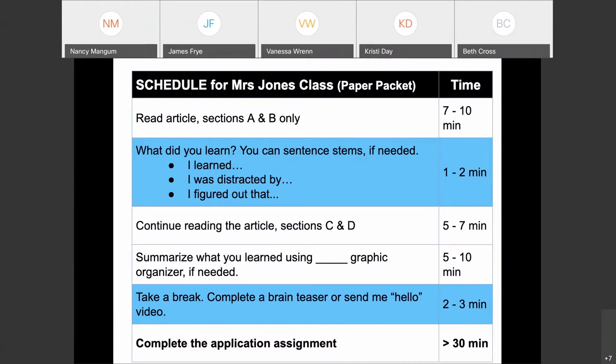On the next slide, we'll see an opportunity. Sometimes we wonder, if we can't do something synchronously, or if we're providing packets for students, we still need to give guidance to parents or to students about how to break this down for them so that they're not sitting and trying to do work for 2 hours at one time. This is an example of what a paper packet, maybe the top piece of paper of a paper packet or of a Google Doc that is sent electronically to students, looks like. It helps students and parents to see how to break this down.